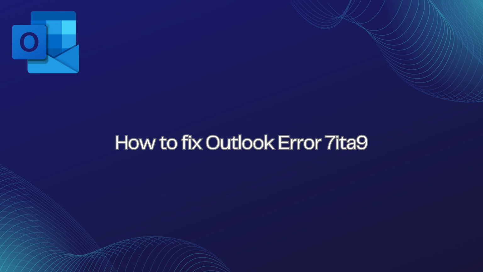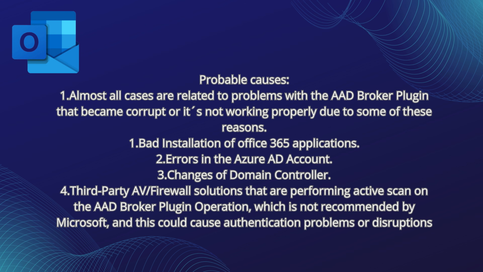Today we are going to be troubleshooting a common error on M365 applications, especially in Outlook. How to fix the error 7ITA9 in Outlook. First, let's talk about probable causes.